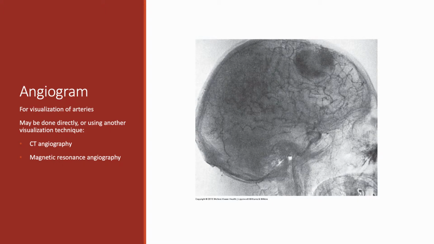Another commonly used test is an angiogram. So an angiogram actually gives us much finer detail about what's going on in the brain. We use this to visualize the vascular structures in particular. And so here you can see actually a giant vascular lesion. I'm no brain imaging expert, but this appears to be an aneurysm in the middle cerebral artery somewhere.